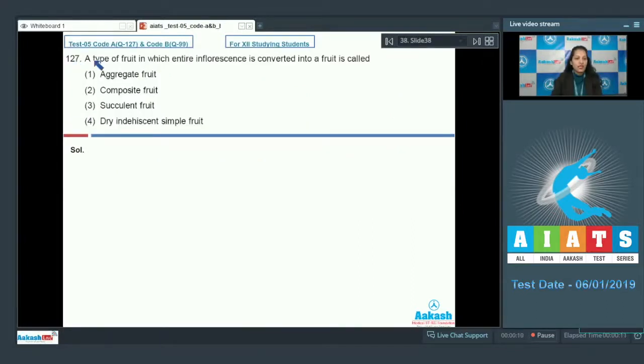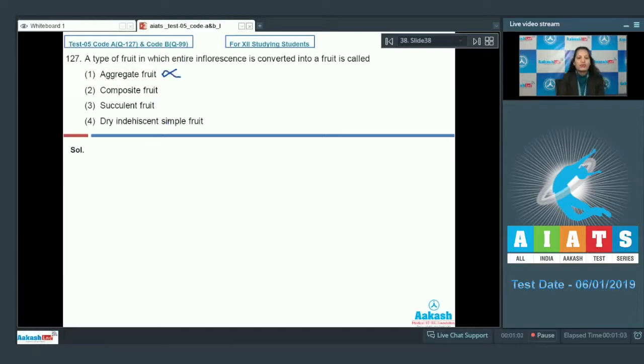Question number 127. A type of fruit in which the entire inflorescence is converted into a fruit is called: first option, aggregate fruit; second, composite fruit; third, succulent fruit; fourth, dry indehiscent simple fruit. See the options. First is aggregate fruit. In case of aggregate fruit, the fruit develops from a polycarpellary apocarpous ovary, for example in strawberry. So this option is ruled out.